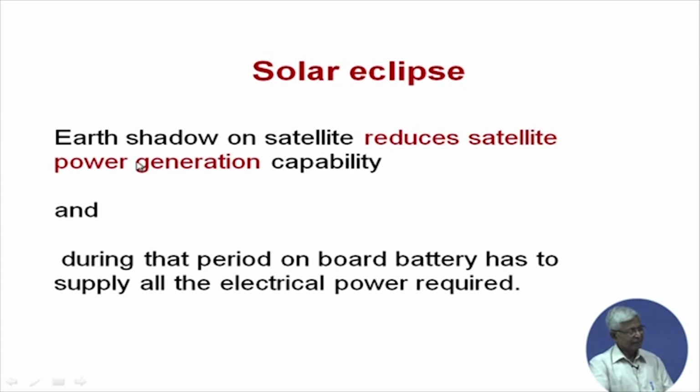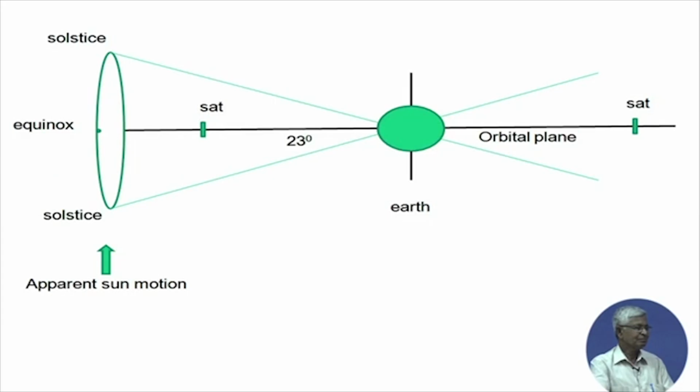The other thing is solar eclipse, that is earth's shadow on the satellite, that will reduce the satellite power generation, and during that period the battery on board has to be used to supply all the power to the electrical circuits which are on board. Let us look at it. Look at this geometry, that is, assume that this is earth, and though earth is rotating around the sun, this is the orbital plane which is the equatorial plane, and the satellite is here.